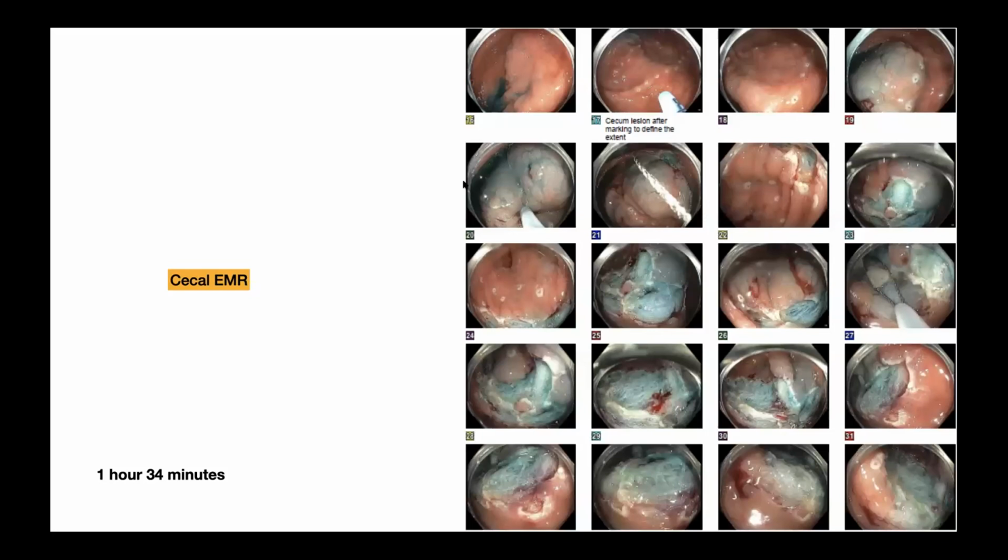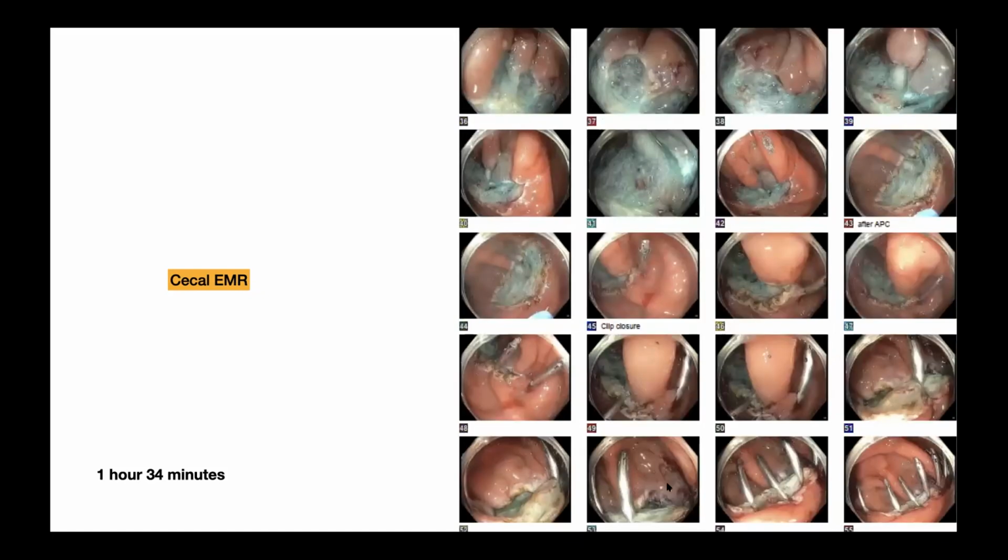So coming back to the cecum, I used NBI to define the boundaries of the lesion, and then we lifted the lesion. And as you can see, we did a piecemeal EMR, and the margins were clear. And then we applied APC, and then we closed the defect.